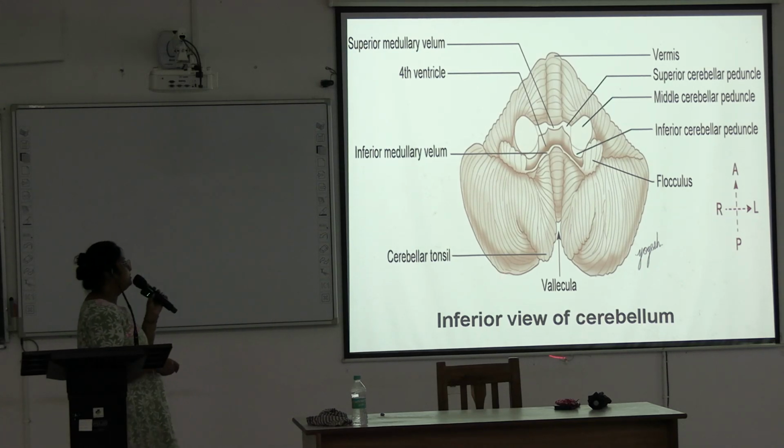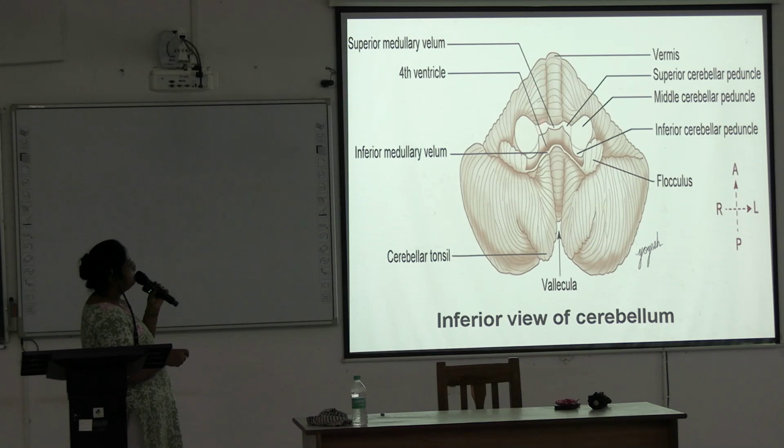This is the inferior view. In the inferior view, the vermis is separated from the hemisphere by a deep depression. The deep depression is known as the vallecula. Okay, and here you can see the flocculonodular lobe. This is the flocculus, here will be the nodule, and this is the cavity of the fourth ventricle.